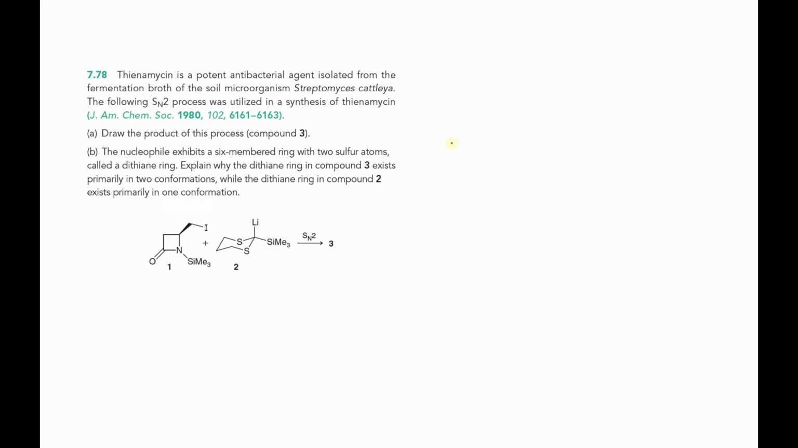The problem tells us it's undergoing an SN2 process, and we have to draw the product of this process. Our first job is to identify which one is the nucleophile and which one is the substrate. Looking at this, the substrate is the one that bears the leaving group. We have iodide, the halogen here, which is a very excellent leaving group. So I identify this as the substrate.